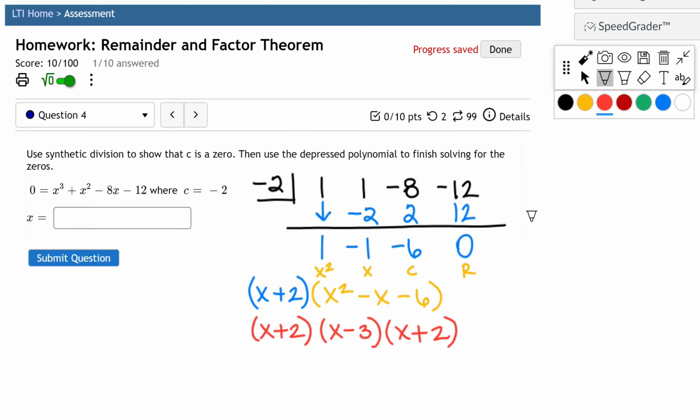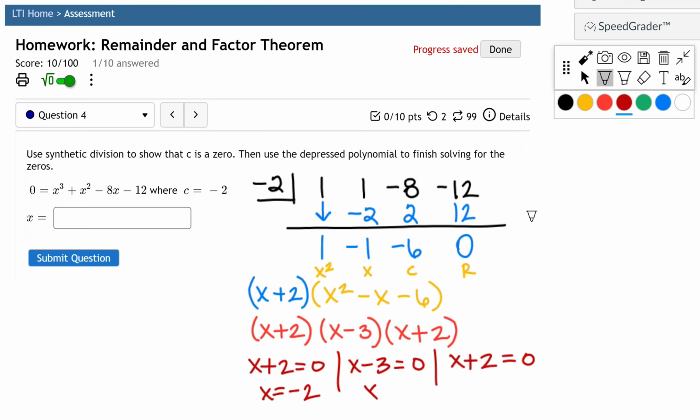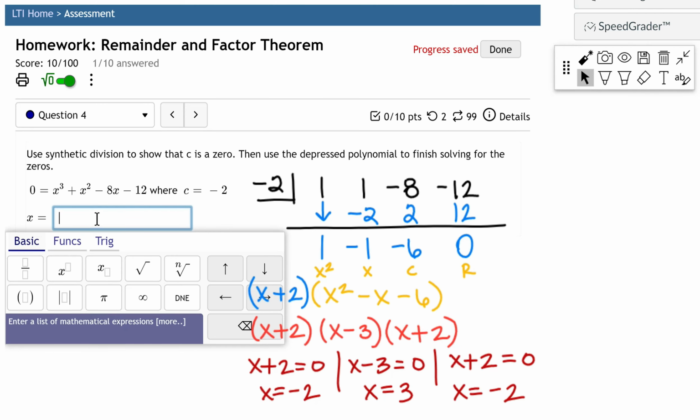Now, it wants all the zeros here, so now we have to take each factor and set it equal to 0. So this will be x plus 2 equals 0, x minus 3 equals 0, and x plus 2 equals 0. So we know that this 0 of -2 is going to repeat, so we do not have to list it twice in our solutions. So that 0 has a multiplicity of 2. So right here, this x equals -2, that root has a multiplicity. So here, we're just going to say -2, and we're going to say 3.